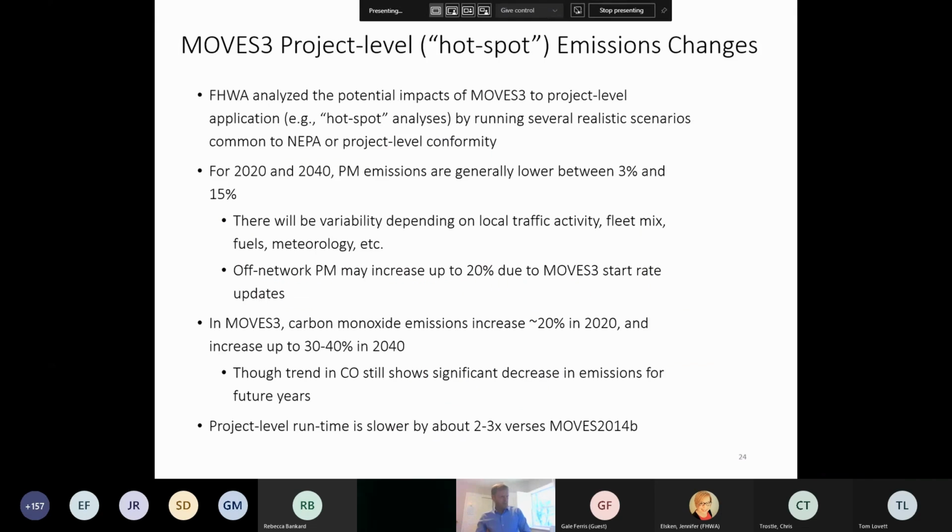So before I get into policy considerations, that was the potential regional impact. We also looked at project level impacts for these hotspot analysis type applications.